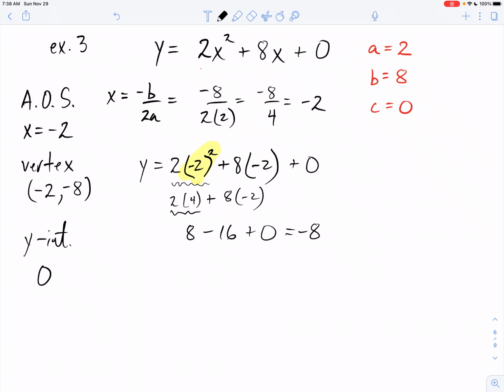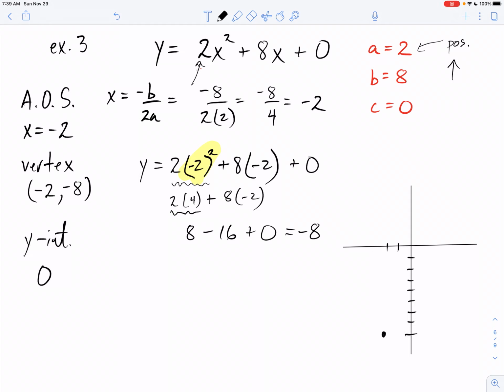And I have enough ingredients to draw this picture. I'm going to do it over here. And is this parabola going to open upward or is it going to open downward? This guy's going to open upward because 2 is positive. If the a value is positive, it's going to open up. So here we go. I got -2. I go down 8.